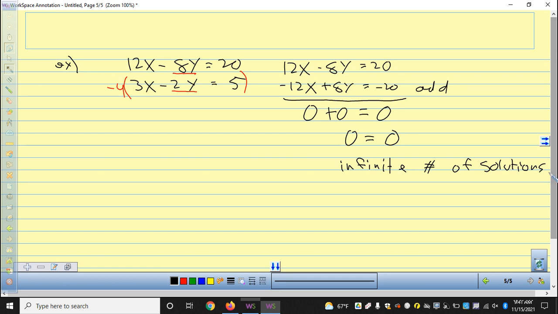Something like 0 equals 0 always tells us we have an infinite number of solutions. If we would have gotten 0 equals 5, that would have told us no solution. So we can get the same situation coming up with solving by elimination as we did with solving by graphing and solving by substitution. Okay, and everybody clear here why we wanted to multiply by negative 4? That's how we got one of the variables to go away.